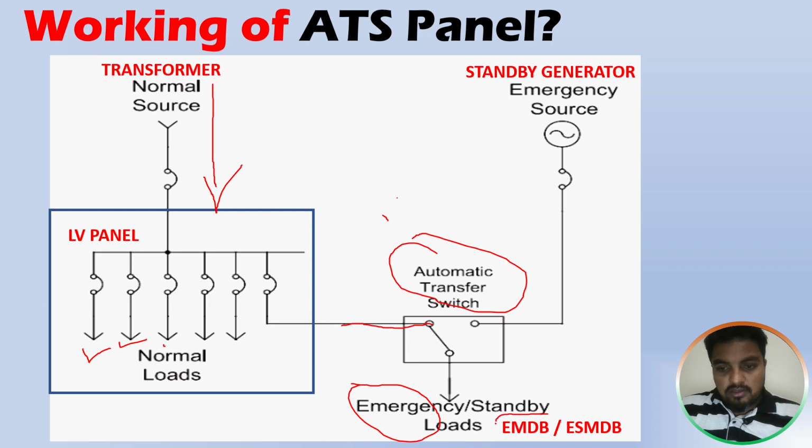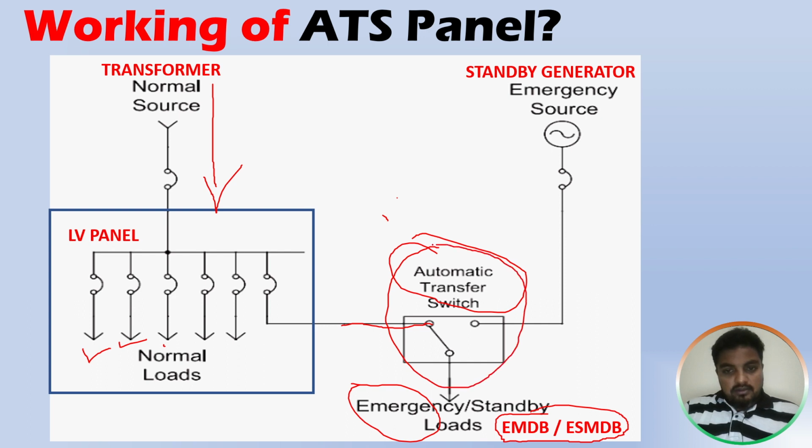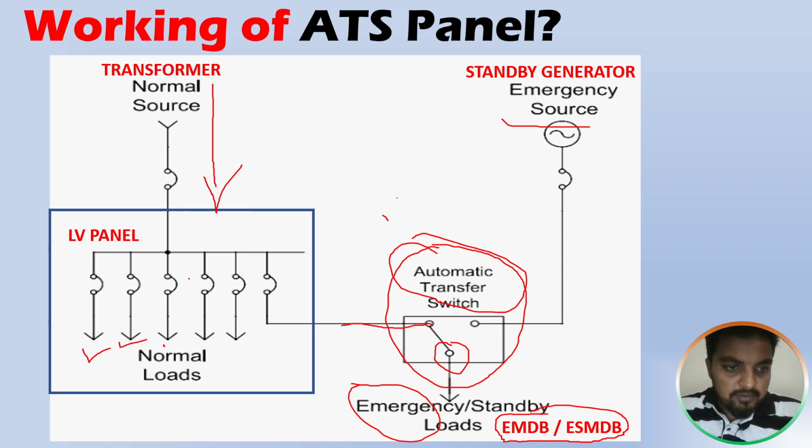That is called, in our SLD, single line diagram, we will mention maybe ESMDB or EDB or EMDB like this. Okay. In the automatic transfer switch panel, we have 3 points. One input from this LV panel, another input from the emergency source, that is the standby generator, and one outgoing for these loads. In the normal case, from this LV panel, the ATS power, this point will get power and it will feed the emergency load.